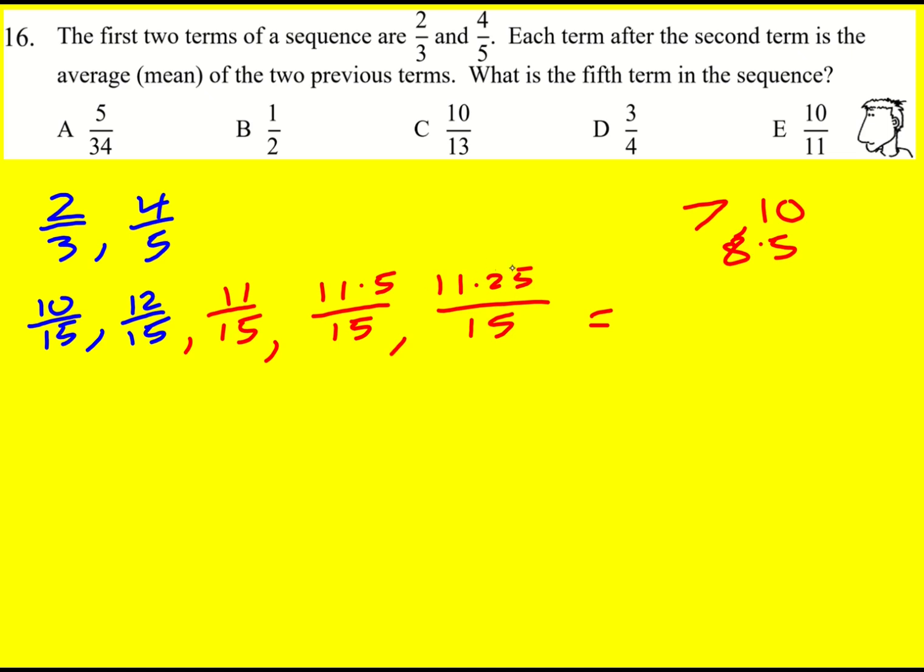So I'm going to times through by 4 to get rid of that a quarter. That's going to give me 44 plus 1, 45, divided by 60. And then that cancels down. 15 goes into both of these. So 3 over 4. Okay, that is a good method numerically.